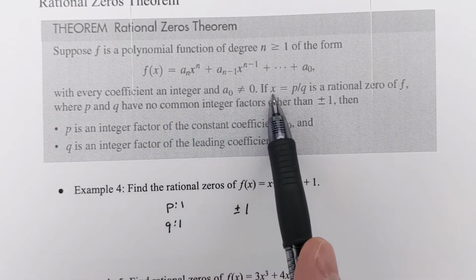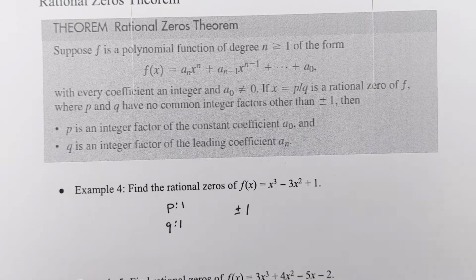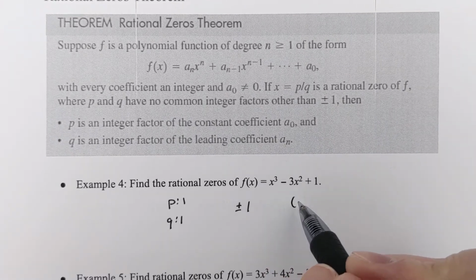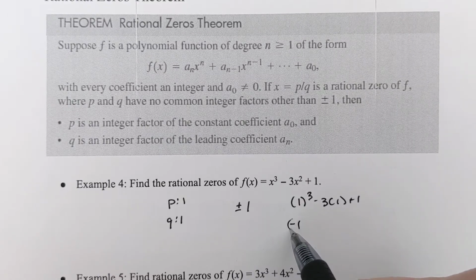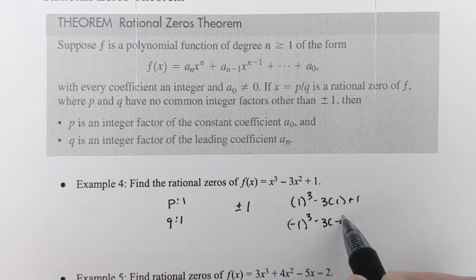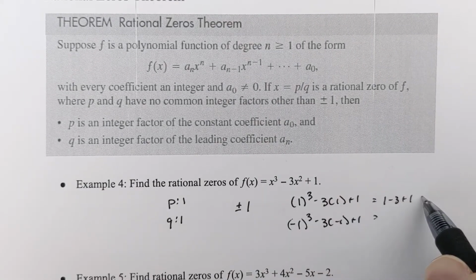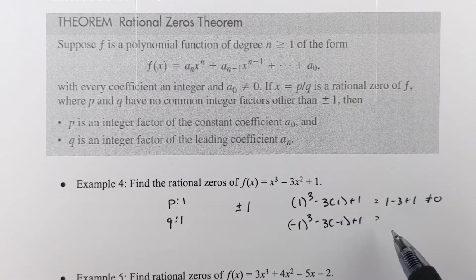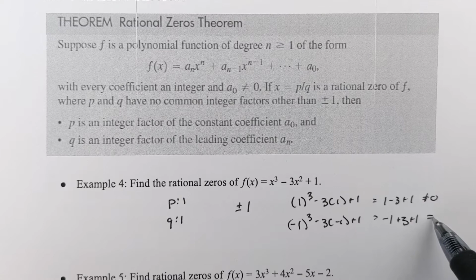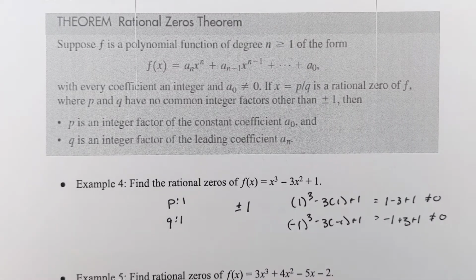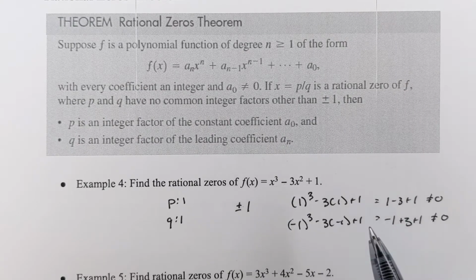If p over q is a rational zero of f, then this is true. So to check, I just plug them in. So 1 cubed minus 3 times 1 plus 1, and I do the same thing with negative 1. So that's 1 minus 3 plus 1. Well, that's not 0, so that's not a solution. And down here, this is negative 1 plus 3 plus 1, which is also not 0. So neither of those solve it, but these are the only possible rational solutions, which means this equation has no rational roots.